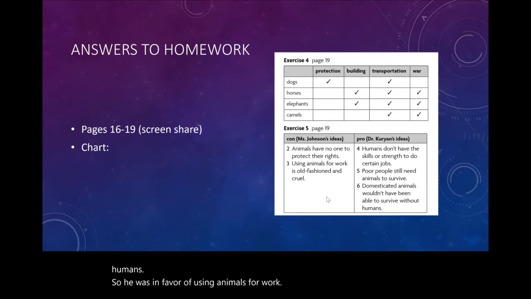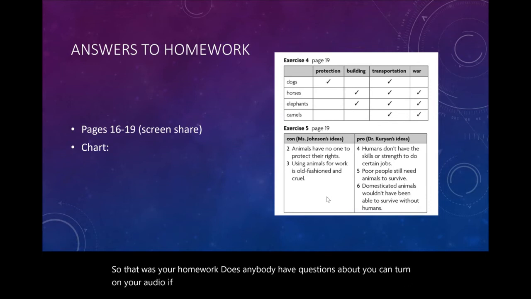Okay, so that was your homework. Does anybody have questions about this? You can turn on your audio if you have a question.